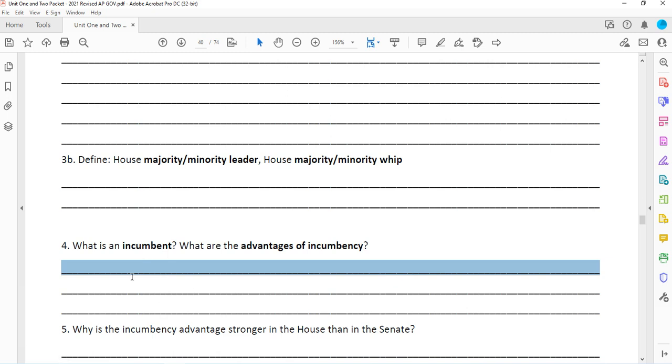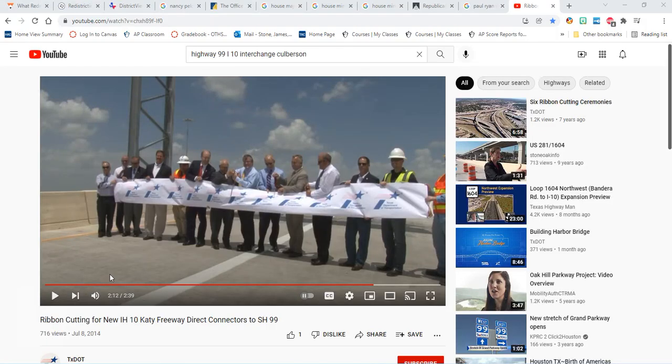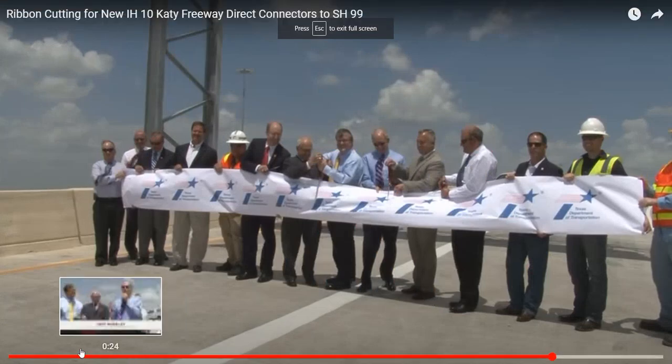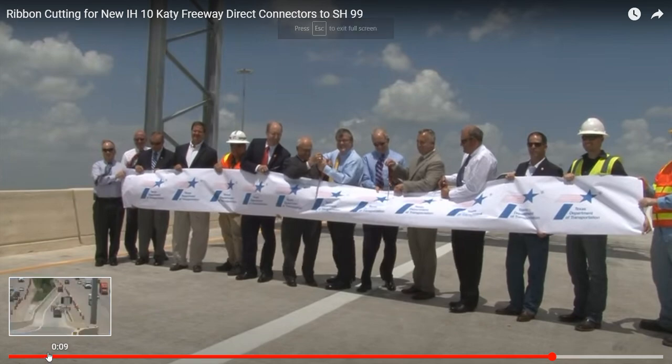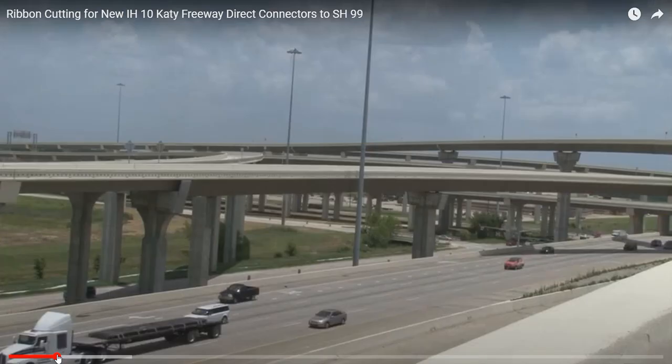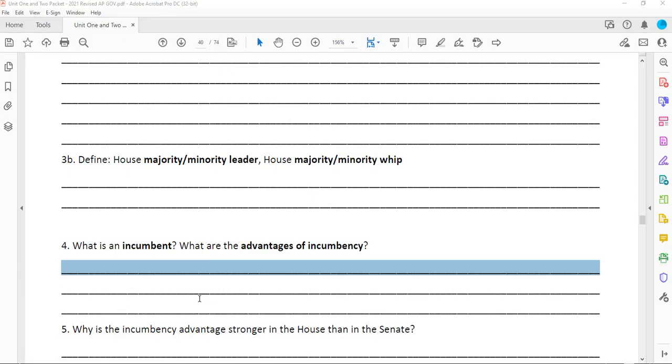If you were in class the other day, you might remember me talking about the freeway exchange. So this was the ribbon cutting ceremony and a little promotional video that they put out celebrating this newly constructed interchange with federal dollars. So if you are an incumbent, you can take credit for stuff like that. And of course, that's a big deal.